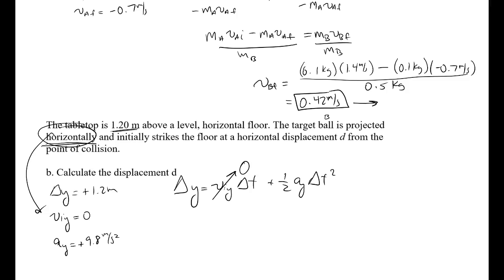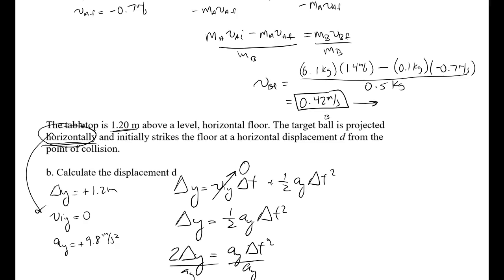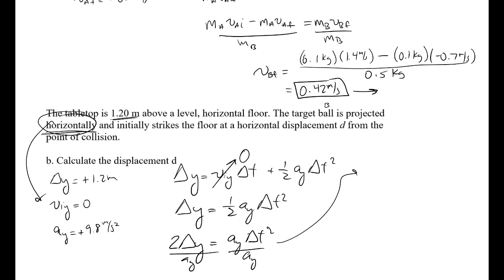We know the initial velocity is 0, so I can write this as delta y equals 1/2 a sub y delta t squared. I can then multiply both sides by 2, so I get 2 delta y equals a sub y delta t squared. Then divide both sides by a sub y, and I get that delta t is equal to the square root of 2 delta y over a sub y. Now I'm going to plug in: 2 times delta y of 1.2 meters, all over the acceleration, 9.8 meters per second squared. The meters will cancel, and then I'll square root that.